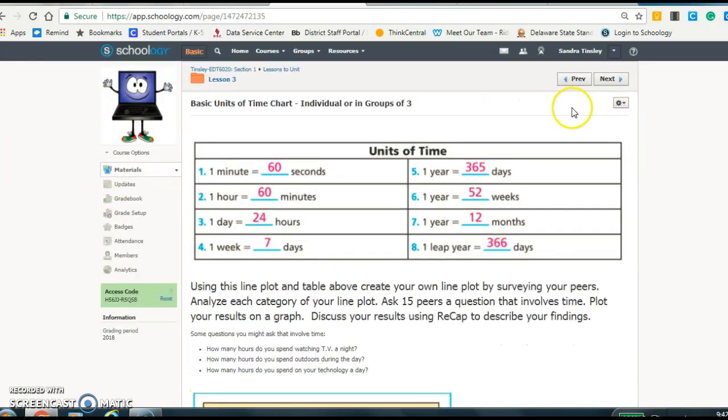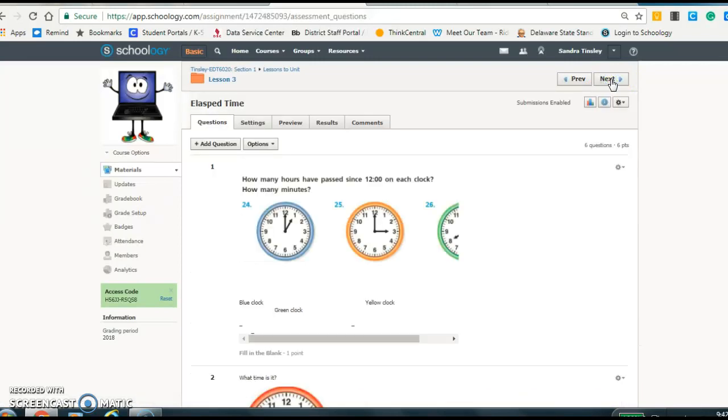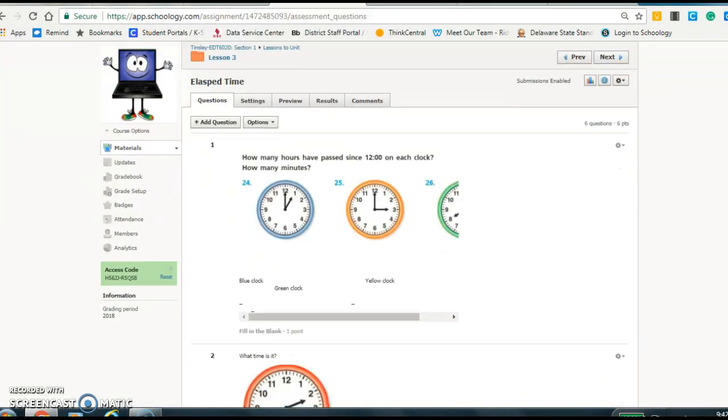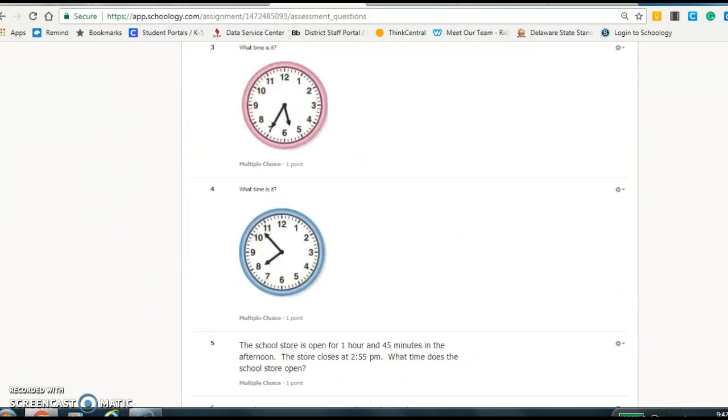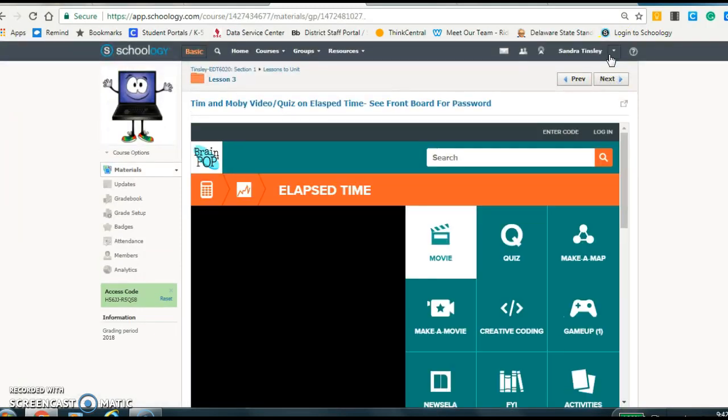The next thing they'll do, after they do that, they'll watch an elapsed time video, and they'll respond to 2 peers on what they noticed and wondered. After they do that and they feel confident, they'll go on to the assignment, and they'll submit the assignment, and then I'll know how they are doing with time.